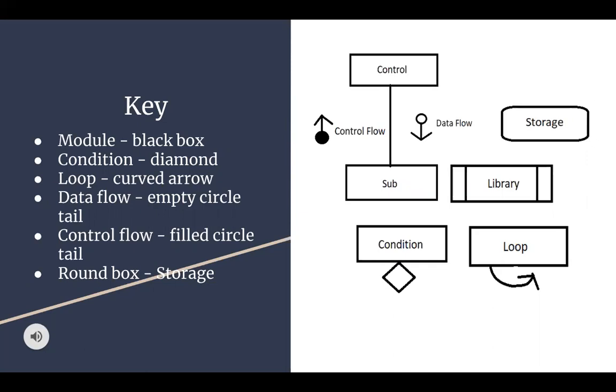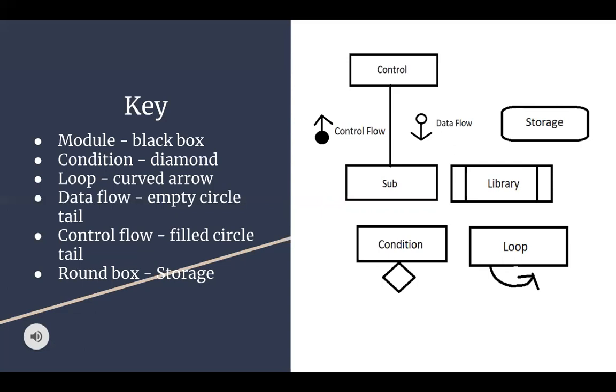A control module that has a diamond at its base indicates that it will call submodules based on conditions. The arrow connecting from one module and pointing to another means that the module is calling the other module that is being pointed at. A loop arrow at the base of a control module indicates that after the execution of a submodule, it will return to the control module and execute again.